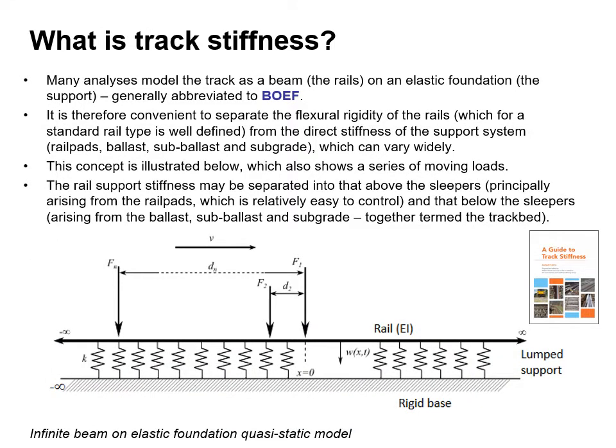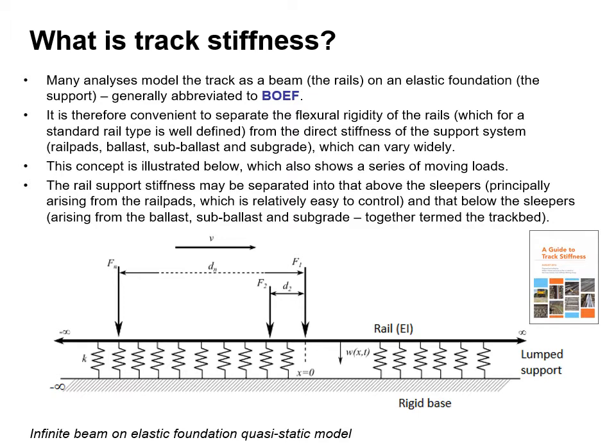Many analyses model the track as a beam, the rails, on an elastic foundation, the support, and this is generally abbreviated to BOEF. It's therefore convenient to separate the flexural rigidity of the rails, which for a standard rail type is well defined, from the direct stiffness of the support system, i.e. the rail pads, the ballast, the sub-ballast and the subgrade, which can vary widely. This concept is illustrated below, which also shows a series of moving loads.